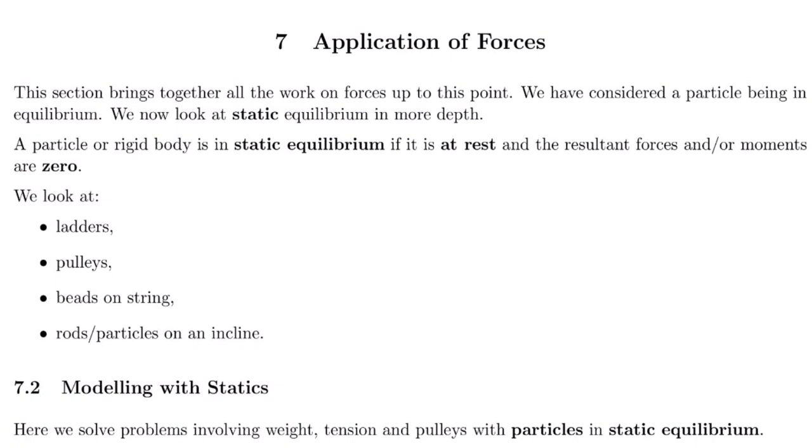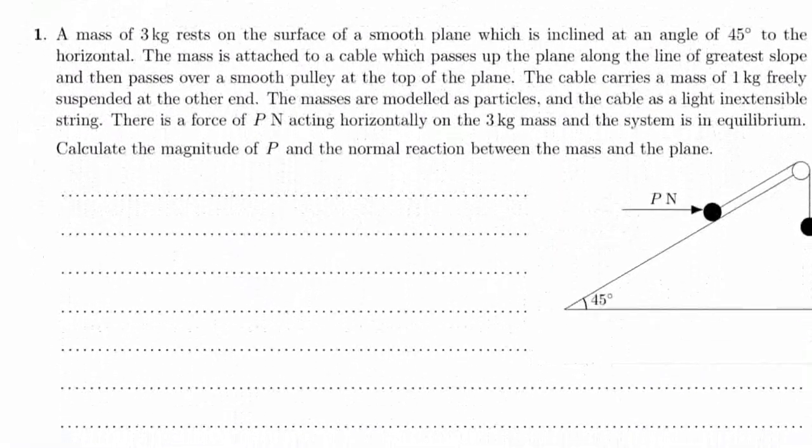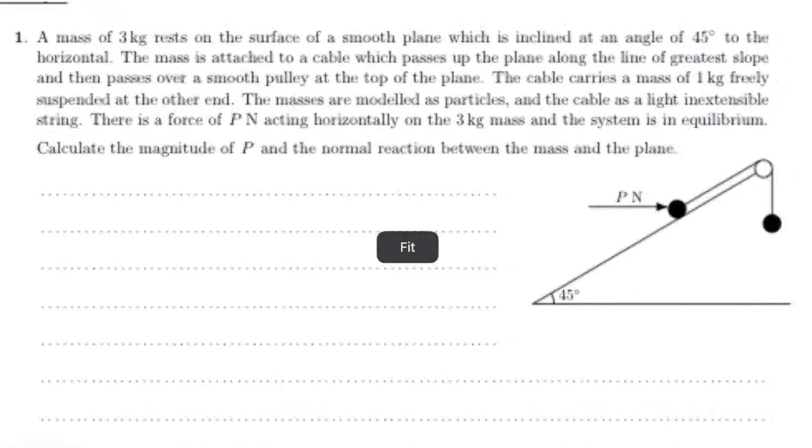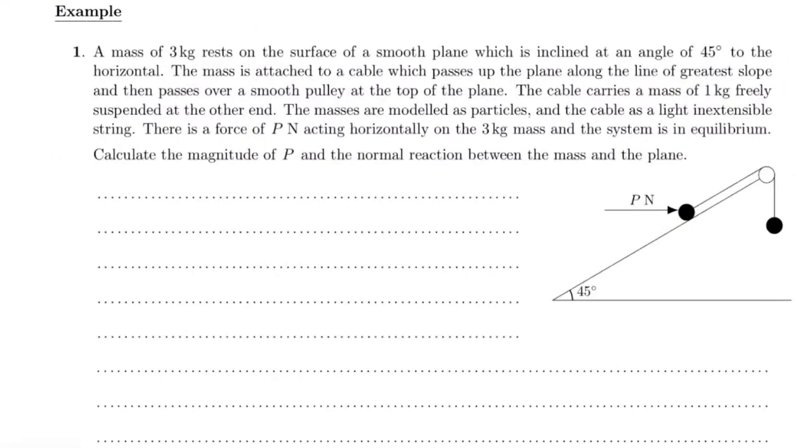So let's have a look at this first question. It says a mass of 3 kilograms rests, and I'm going to underline a few key things, 3 kilograms rests on the surface of a smooth plane, which is inclined at an angle of 45 degrees to the horizontal. The mass is attached to a cable which passes up the plane along the line of greatest slope and then passes over a smooth pulley.